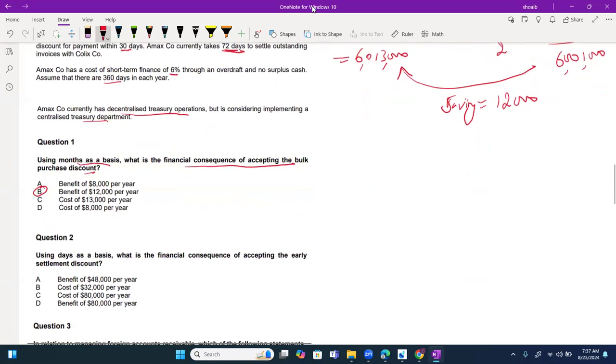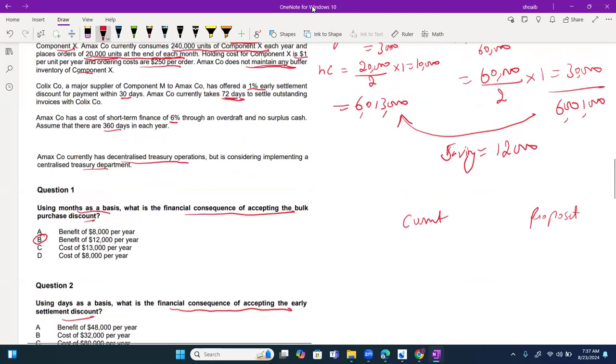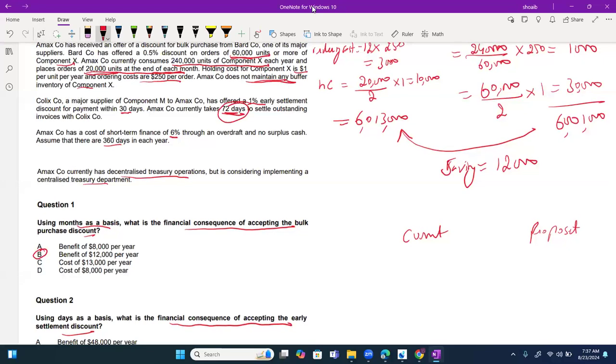Okay, using days as a basis, what is the financial consequence of accepting early settlement discount? You have to solve in a similar way. Current. Okay. In how many days you are paying now? 72 days. So what is the benefit of delaying payment? Benefit of paying in 72 days.